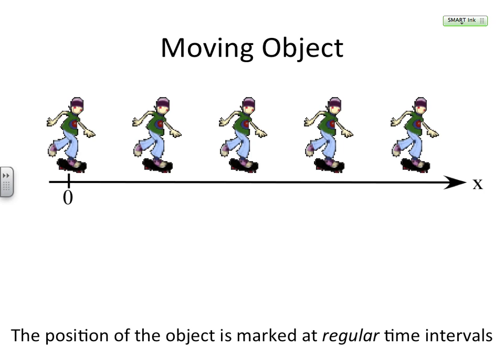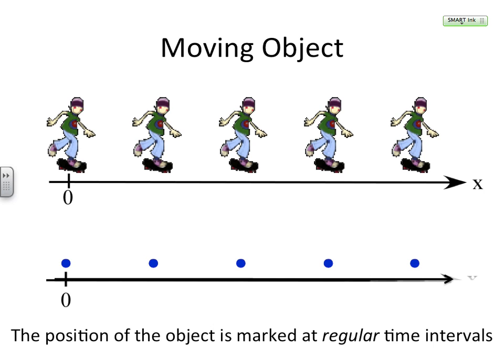Well, in this case, we have a skateboarder that is moving to the right. In this case, it would be in the positive direction. And the way we would represent a moving object is we would have multiple dots. So at each position, at each time interval, the position has changed. So this person starts off at the reference point, or 0 meter mark, and then a second later, they're at a different position. Another second later, they're in a different position. Another second later, they're in a different position, and so on.